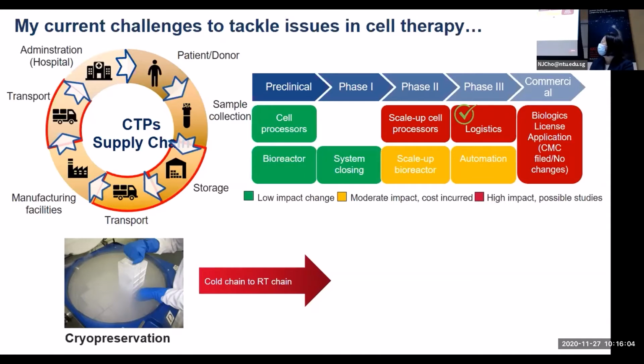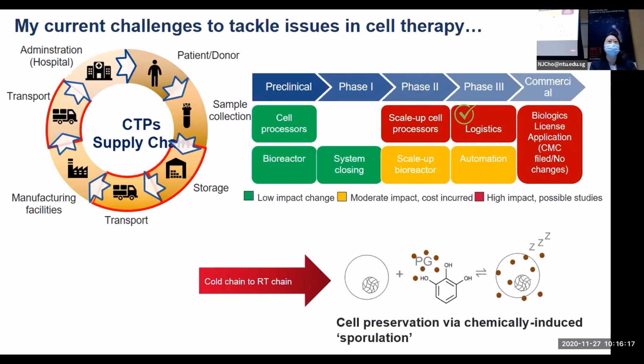So what we do is tackle the logistics issue for the cells. Instead of using cryopreservation, which costs a lot and requires a lot of cold chain to keep the cells frozen until you deliver them to the hospital, we move to a room temperature chain. Using this sporation approach, the cells are sleeping.